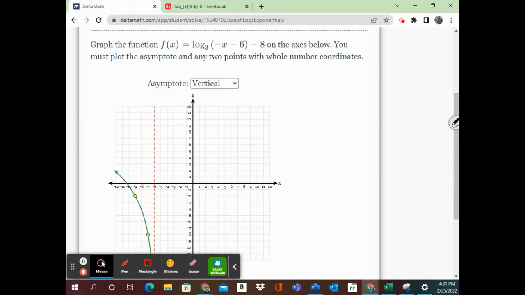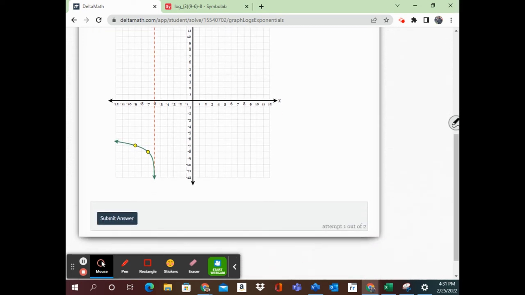So I go to -9, -7, boom, and I go ahead and plot my point, right? And let's just go ahead and hit submit and see if this suffices for this graph.